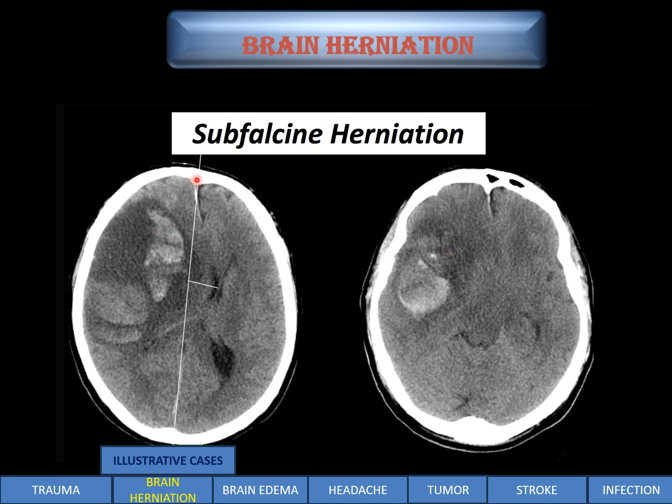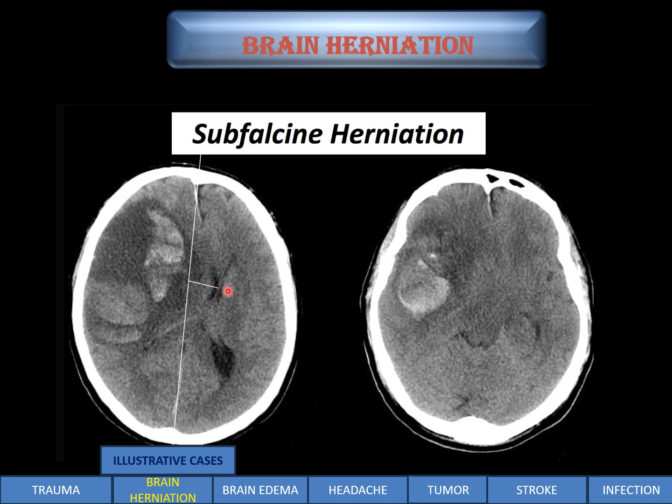Subfalcine herniation, how do we draw a midline shift? Go from the anterior part of the skull to the posterior part, draw an imaginary white line. From the white line, you draw a line reaching till the septum pellucidum. Here we are able to see the septum pellucidum. So this distance is going to be called the midline shift.